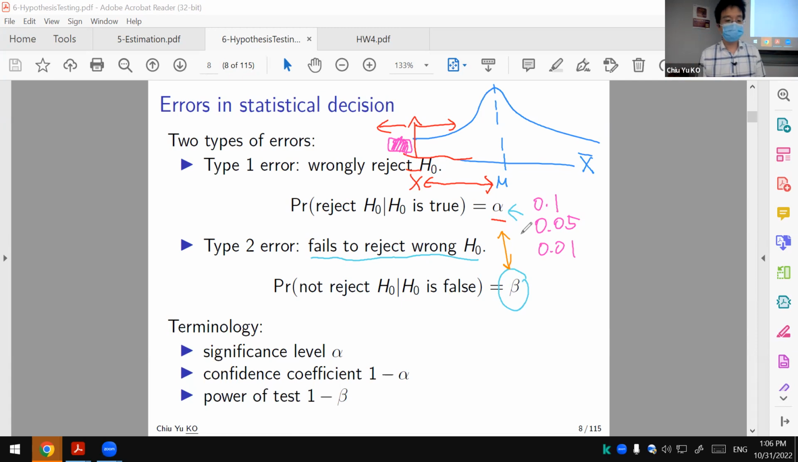How strong the prosecutor you are using, in some sense, right? It's how strict the prosecutor is using, and that's why they would call this beta the power for the test. Power, and there are many procedures to do this hypothesis testing, and some have higher power, some have lower power. So it depends on the problem, but people say the power is 1 minus beta.